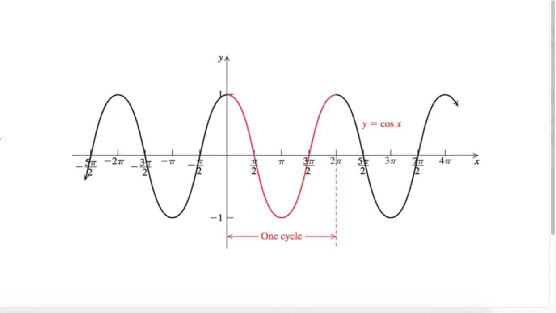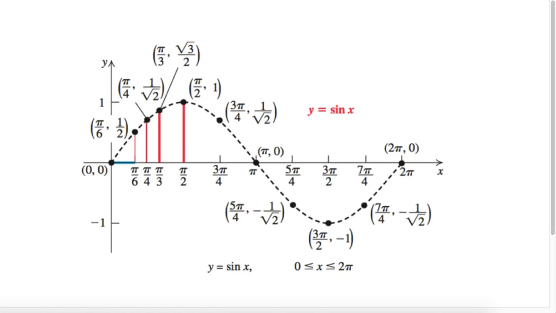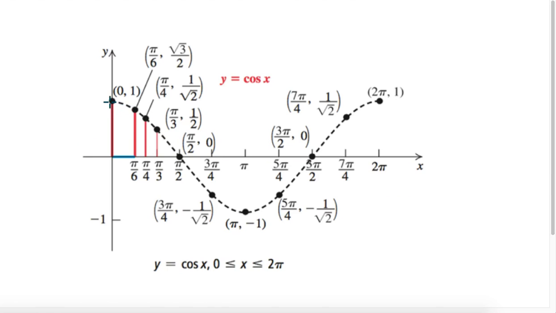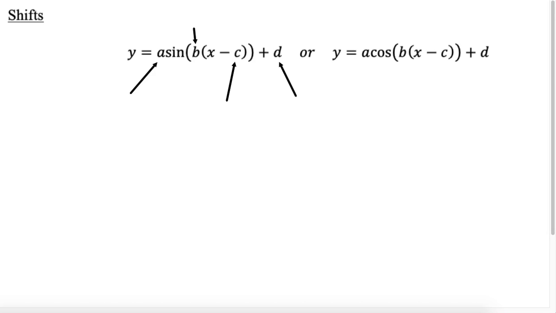Now, as we start shifting, one thing that's going to be very important is knowing the general shape of sine and cosine. The general shape of sine: we start at 0 and then go up, back down, and finish at 0. The general shape of cosine: we start at 1, go down to -1, and then finish up at 1. Those two general shapes are going to be important as we start shifting. So let's take a look at what those shifts will mean.